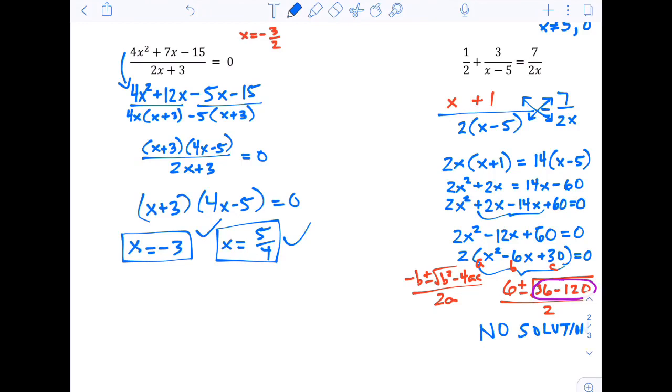So that's how we solve these equations. It doesn't matter whether you use cross multiplying or whether you're combining fractions. We have different algebra routes in order to get our solutions. But that's how we do that for this one here.